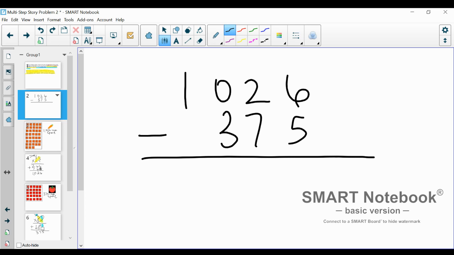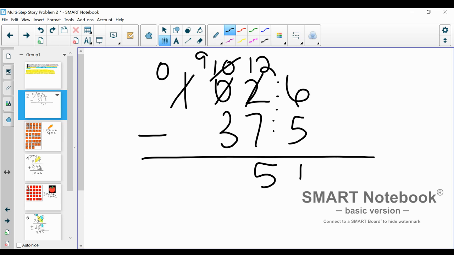Okay, 6 minus 5 is 1. 7 minus 2, you can't do that, so you're going to have to borrow all the way down here. This becomes a 0, that becomes a 10. You have to borrow. Now you can borrow from it, so you're going to make that a 9, and then this would become a 12. Okay, 12 minus 7, 8, 9, 10, 11, 12. 5.